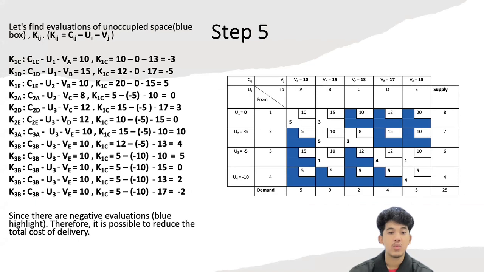And next, we need to find the evaluation of unoccupied space, which is the blue box. And the equation is the same, which is Kij equal to Cij minus Ui minus Vj. And since there are negative evaluations, which are highlighted in blue, therefore it is possible to reduce the total cost of delivery.